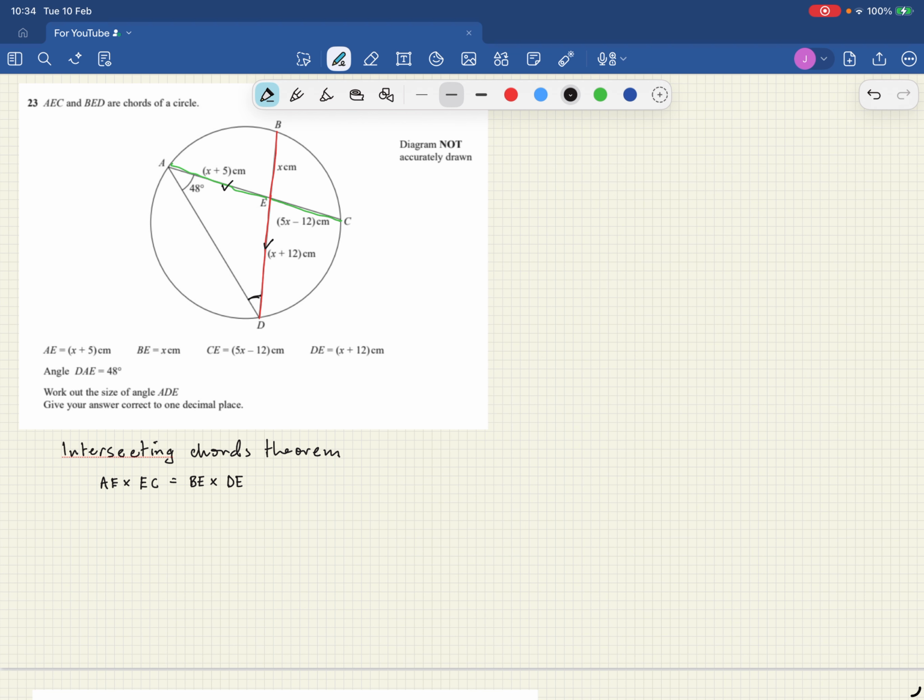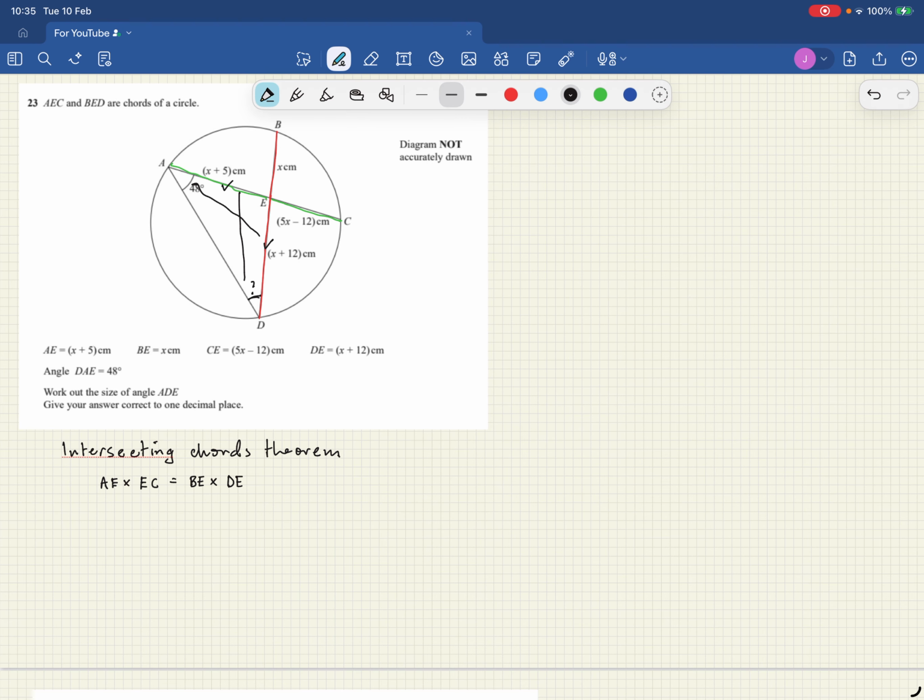And then I've got to think, how do I work out what this angle is? Well, I can see that I've got the side opposite the angle here, and I've got the side opposite the angle here, and that says to me that I can use the sine rule.